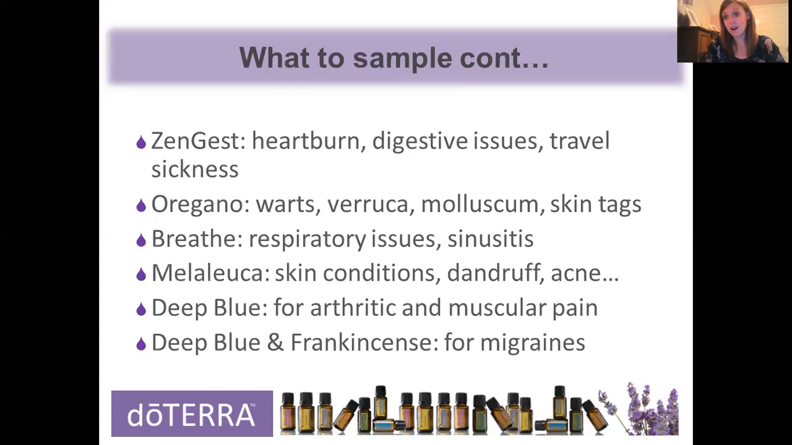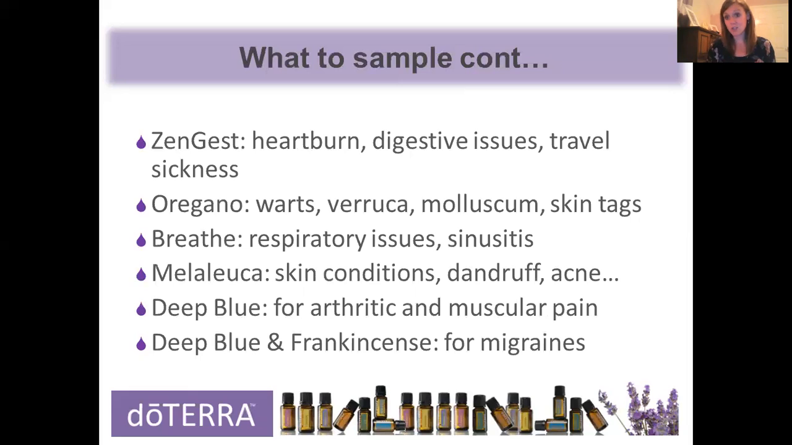So things like heartburn, acid reflux. I think heartburn was the one we looked up in the book, didn't we? So it tells you to put a couple of drops, or 3 to 6 drops of a sample bottle, onto the chest area with some carrier oil. Or you can drink it in some water.